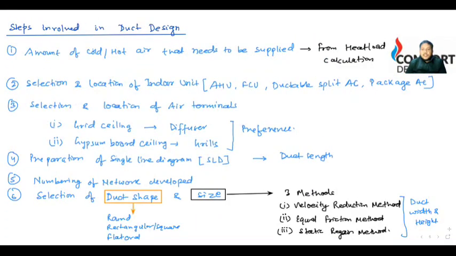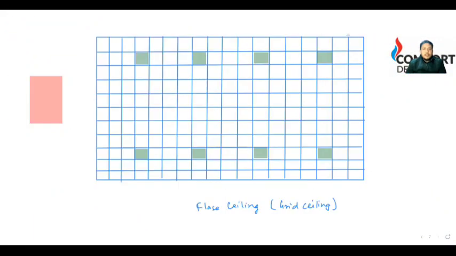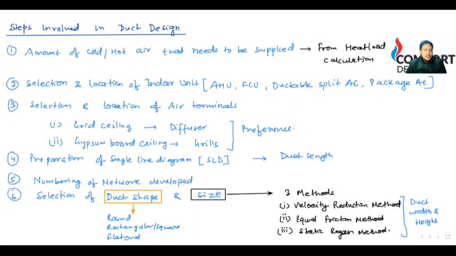Now preparation of SLD, you have to do a single line diagram. So let's try to connect this with one line, and that is basically your single line diagram. You just try to do like this. And this is basically your network development. So single line diagram, it is done. Preparation of single line diagram. Then numbering of network developed.